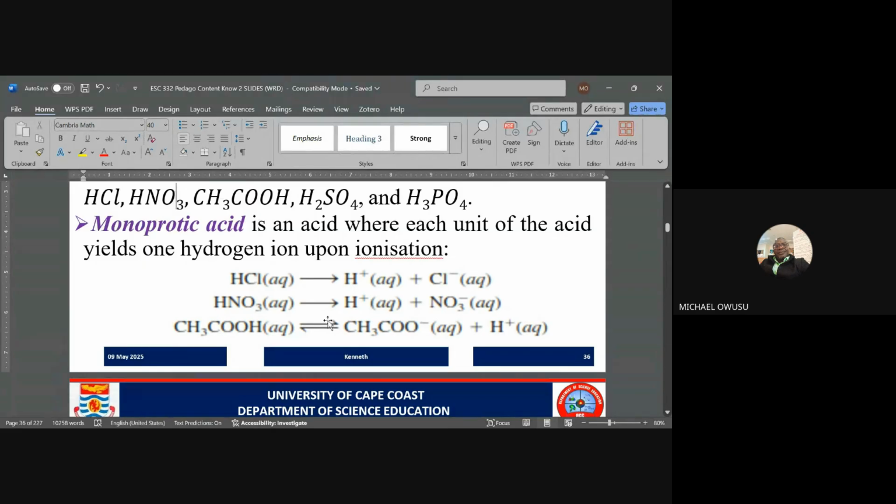So as the name implies, when we talk of a monoprotic acid, we mean an acid where each unit of the acid yields one hydrogen ion upon ionization. That means it's an acid that produces one hydrogen ion upon ionization. So that acid will be considered a monoprotic acid. That means when you ionize it, you get only one hydrogen ion in the solution.